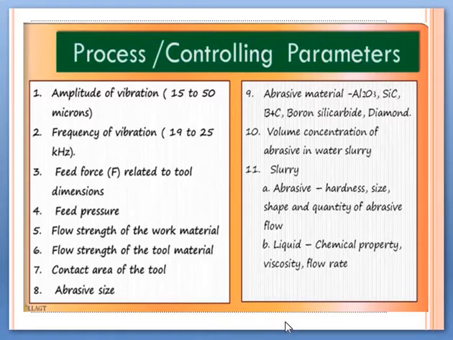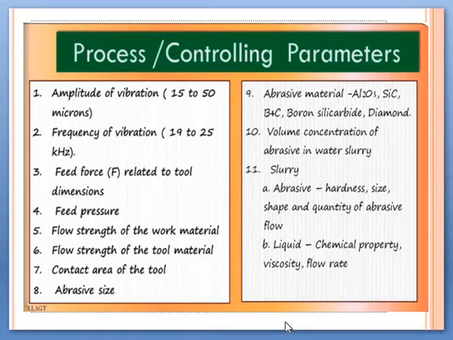We have to give a certain feed force to the tool in order to remove the material from the workpiece. To apply the feed force, we require the feed pressure. A certain strength or flow or feed is given to the work material as well as the tool material. The contact area of the tool also affects the rate of material removal.